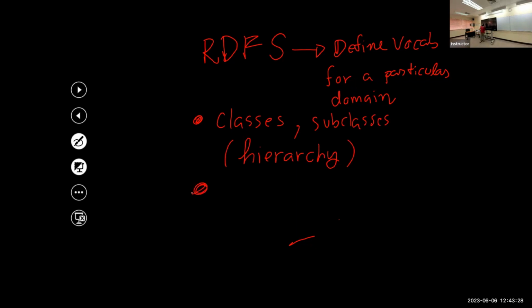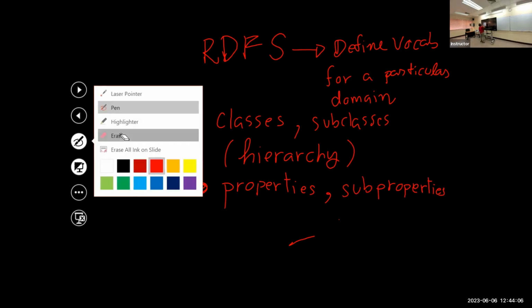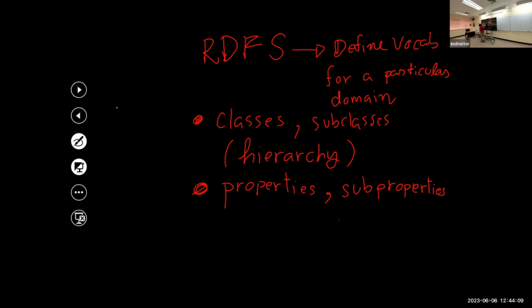Later on, after you define the classes, you want to define properties. What the objects in those classes, right, that you want to describe. What properties do you want to use to describe those objects in your classes. So they are defined by properties. And with properties, you can also make a property hierarchy.